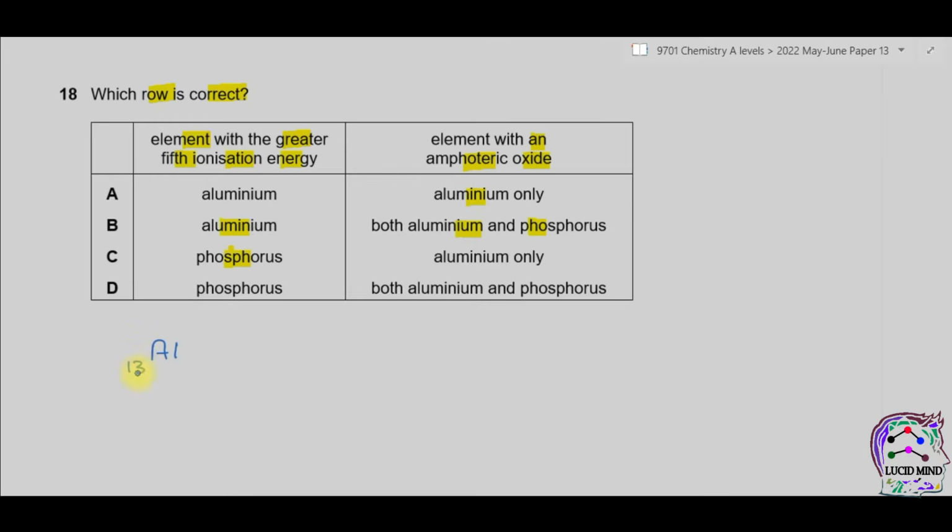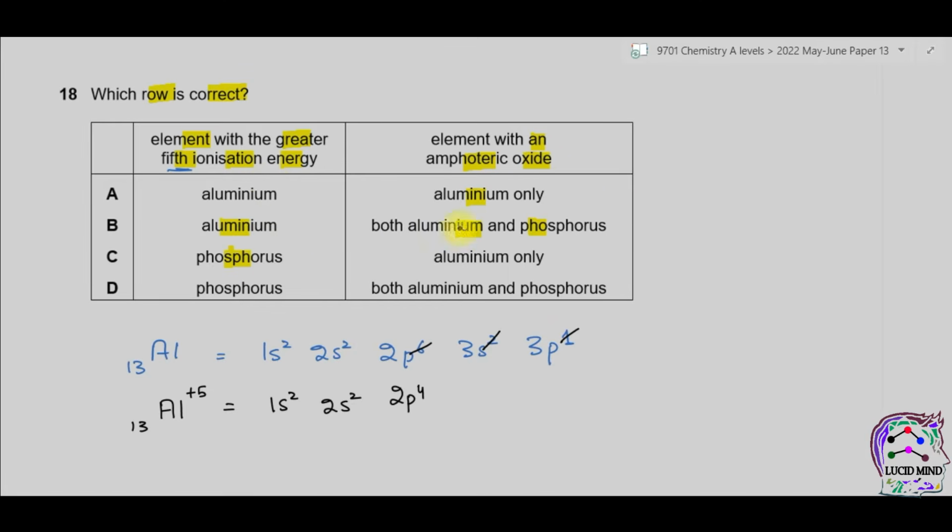Aluminum is 13. So we have 1s2, 2s2, 2p6, 3s2, 3p1. Now in order to remove 5 electrons, because we need to find out the fifth ionization energy, 1 is lost from here, then we have 2, so in total 3 are gone, and 2 will be gone from here, so 2p4 is left. So we have 1s2, 2s2, 2p4, and 5 electrons are lost.